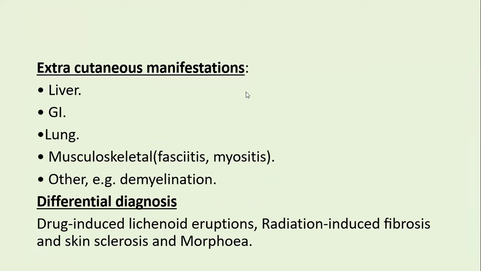Extracutaneous manifestations, like in AGVHD, are mainly GI and liver. In addition, lungs and the musculoskeletal system may be involved, leading to fasciitis and myositis and other demyelinating conditions. Differential diagnoses include lichenoid eruption, radiation-induced fibrosis, and skin sclerosis and more.